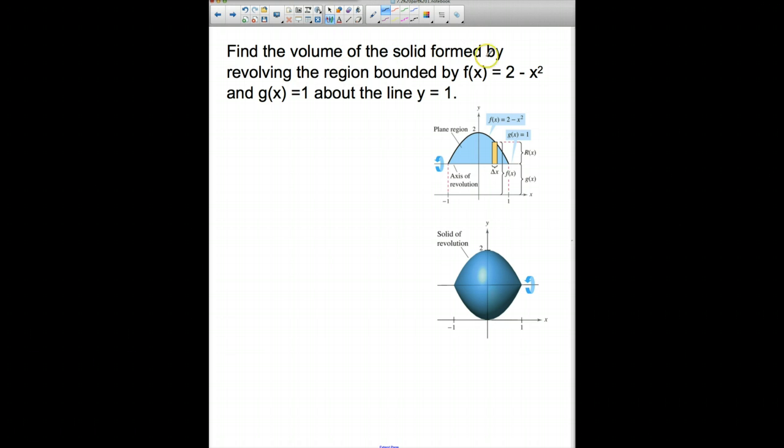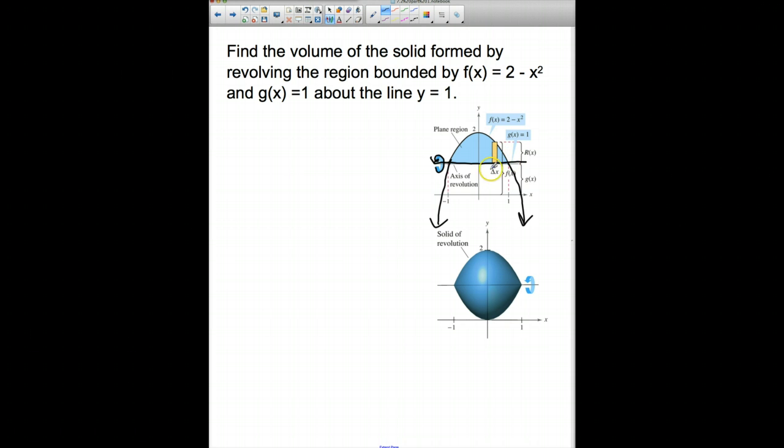Find the volume of a solid formed by revolving the region bounded by 2 minus x squared. So this function would go on here and here, 2 minus x squared, and g of x equals 1. So here's g of x equals 1, and that's the region that we're trying to find the volume of. That's going to be revolved around the line y equals 1. Thus we have this little arrow going around that line.